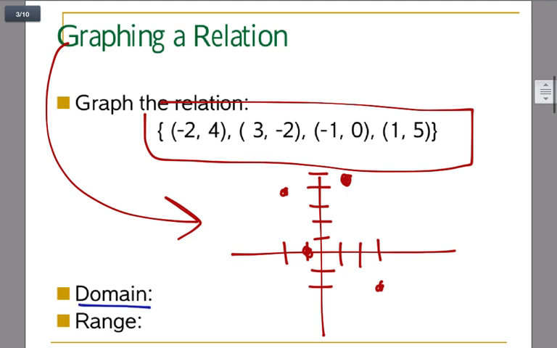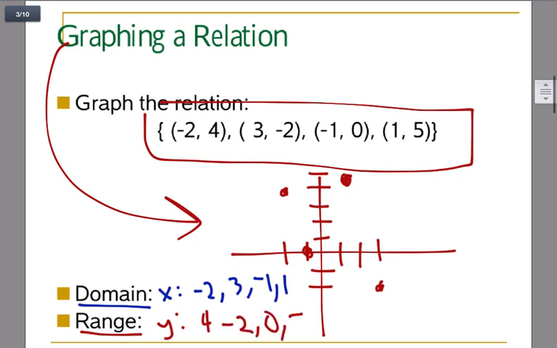The domain is a set of all x's, so all you have to do is write all the x's, and that would be -2, 3, -1, and 1. And then the range is the set of the y's, and so you just write 4, -2, 0, 5.